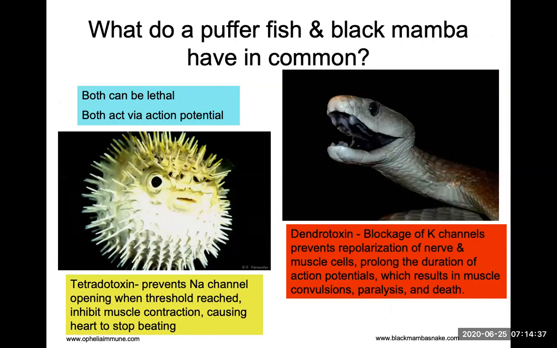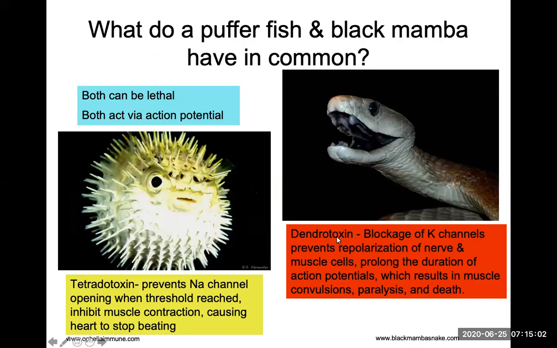So what do a pufferfish and a black mamba have in common? And you'll answer one of these questions on your application questions as you fill out the packet. Both can be lethal and both act via an action potential. The toxin in the pufferfish is tetrodotoxin, and that prevents your sodium channel from opening when threshold is reached, inhibiting muscle contraction and causing your heart to stop beating.